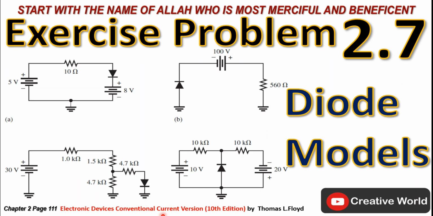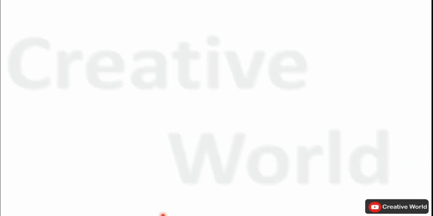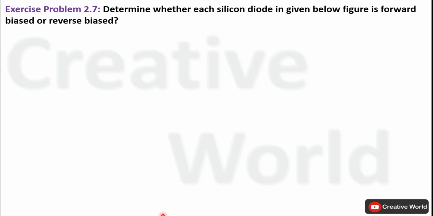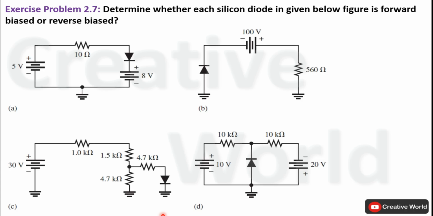Welcome to Creative World. In this video, we will solve Chapter 2 exercise problem number 2.7. Read the scenario. Determine whether each silicon diode in the given figure is forward biased or reverse biased. This figure contains different types of silicon diode configurations and we have to identify the biasing of the diode in each configuration. We will start from this configuration.